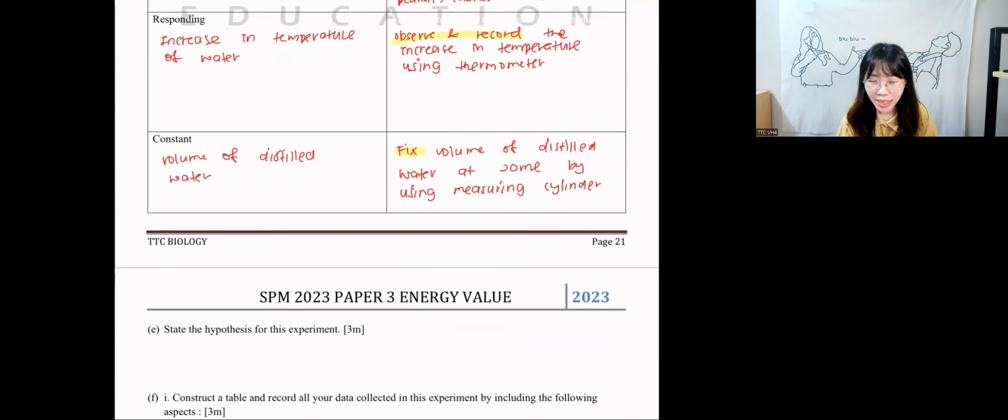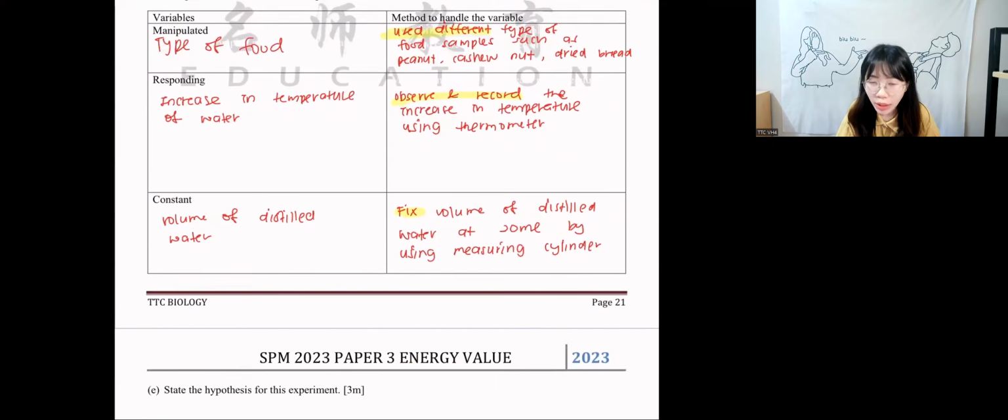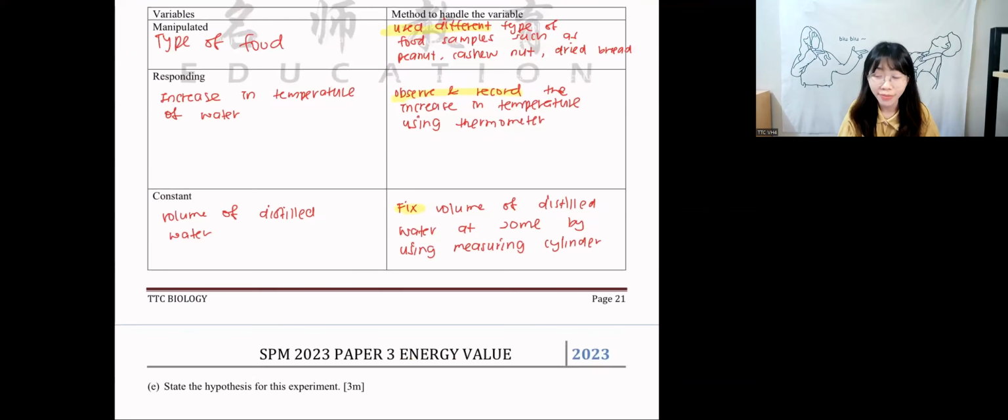Okay, next, hypothesis. So how do we want to write the hypothesis? In this question, we don't have a value for MV, right? We choose the highest or the lowest one to write. So we choose the highest one to write, easier lah. So which food has the highest energy value?